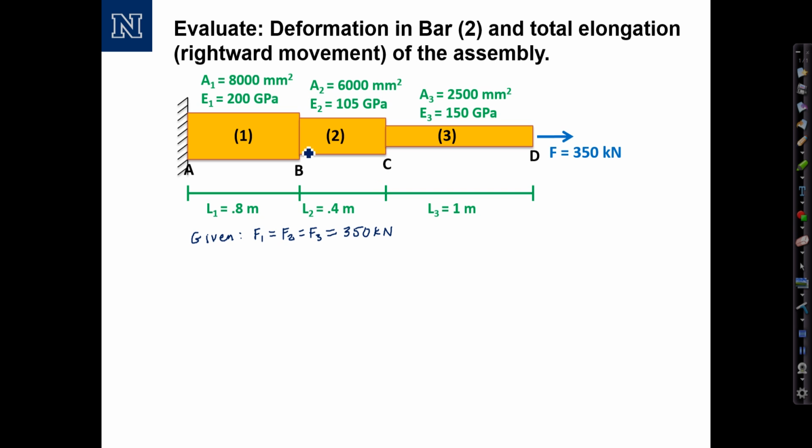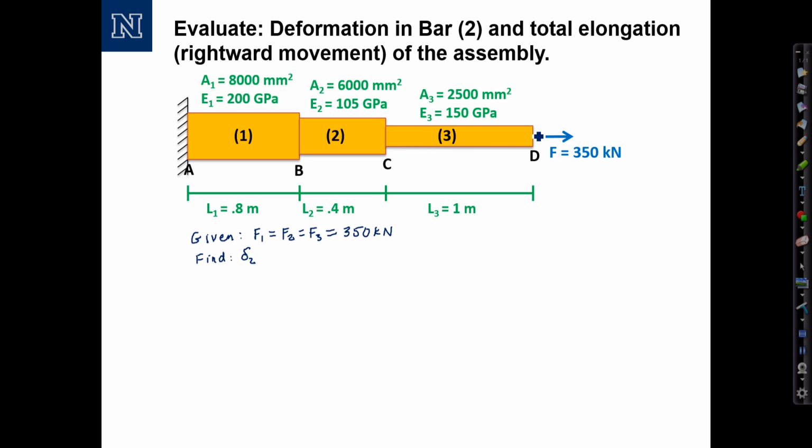Deformation in bar 2 would just be the deformation or the elongation across this bar, and I would call that delta 2. Okay, and as the bar moves to the right, each of these points at the ends of the segments will also move to the right. We can calculate any of those.